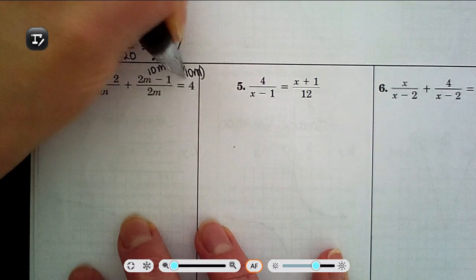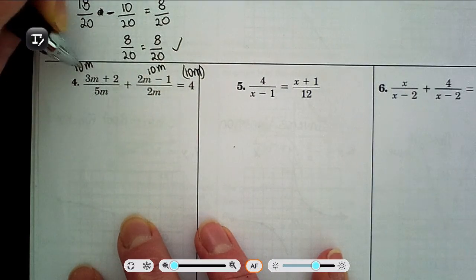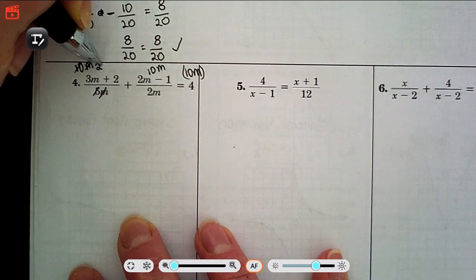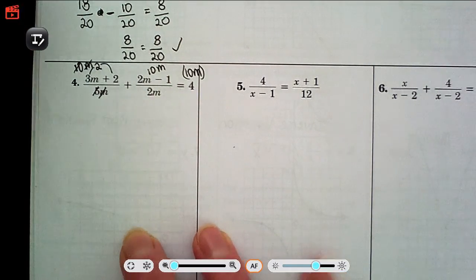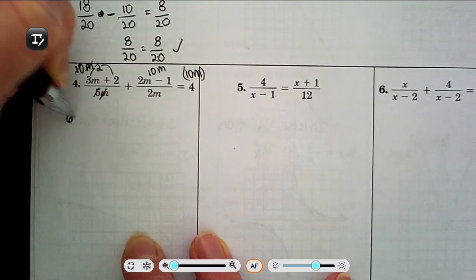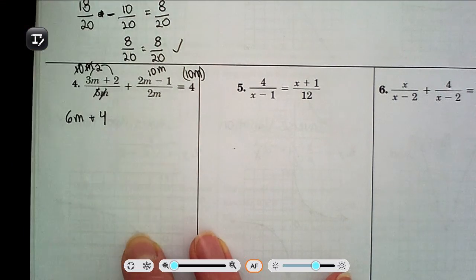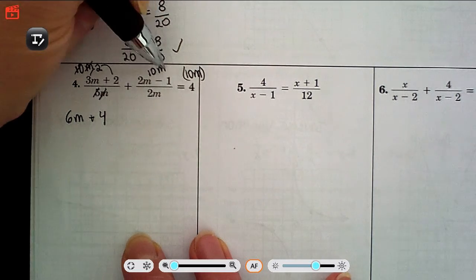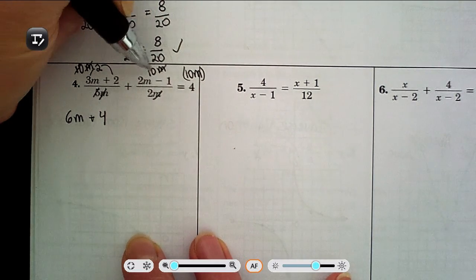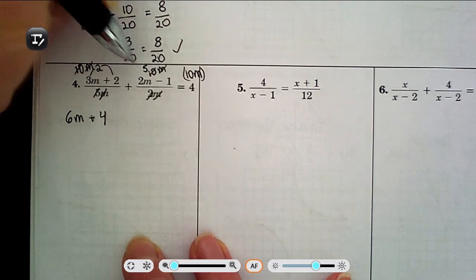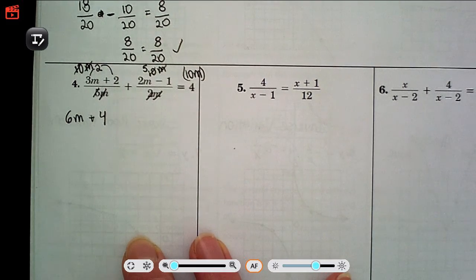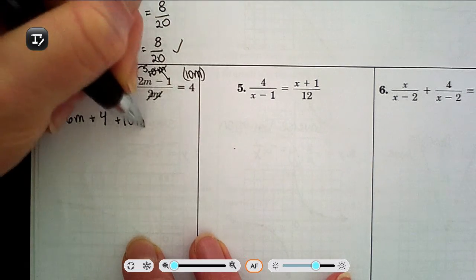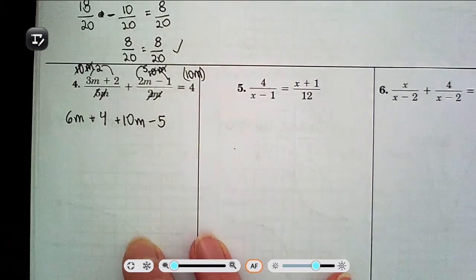First thing I like to do is reduce. The m's cancel. 10 divided by 5 is 2, so I'm really multiplying by a 2. I'm going to distribute 2 to both terms. 2 times 3 is 6m. 2 times 2 is 4. Move over to the next part. What do we do first? Reduce. Take the m's, reduce. 10 divided by 2 is 5. Then what do we do? Distribute. 5 times 2m is 10m. 5 times negative 1 is negative 5.